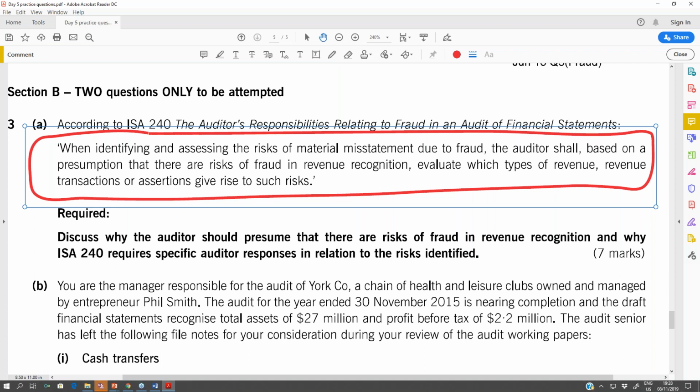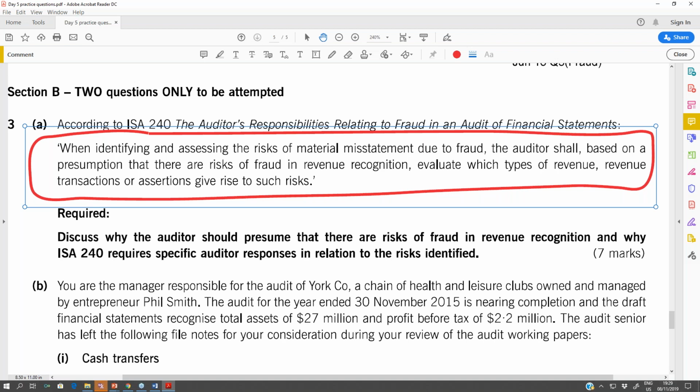As per ISA 240, when identifying and assessing the risk of material misstatement due to fraud, the auditor shall, based on a presumption that there are risks of fraud in revenue recognition, evaluate which type of revenue transactions or assertions give rise to such risk. So there is a presumption, right, that there is a risk of fraud in revenue recognition. So when we go to the audit, we go with the presumption that there is a risk of fraud in revenue recognition. And which type of revenue has more risk of fraud? Which type of revenue transactions have more risk of fraud? Or which types of assertions have more risk of fraud in revenue?